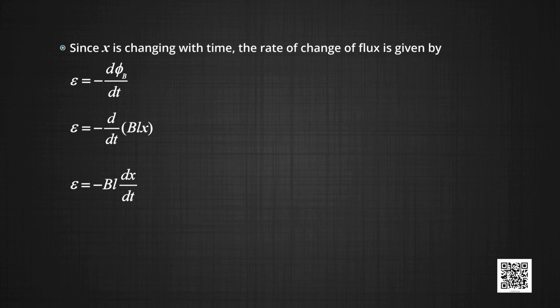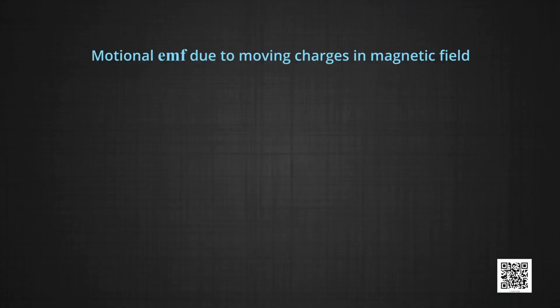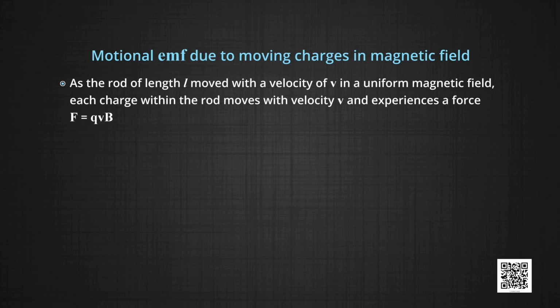dx by dt is the velocity. Hence, induced EMF E will be equal to minus BLV. Now let us see the induced EMF in terms of moving charges in the magnetic field. As the rod of length L moves with a velocity of v in a uniform magnetic field, each charge within the rod moves with a velocity of v and experiences a force F equal to QVB.